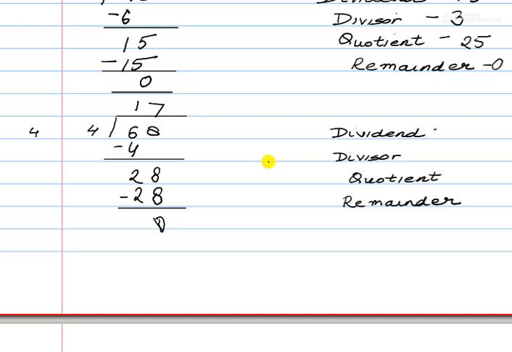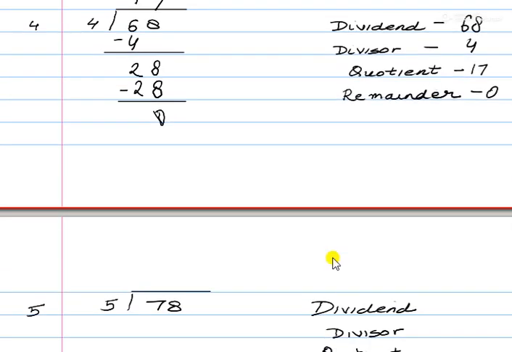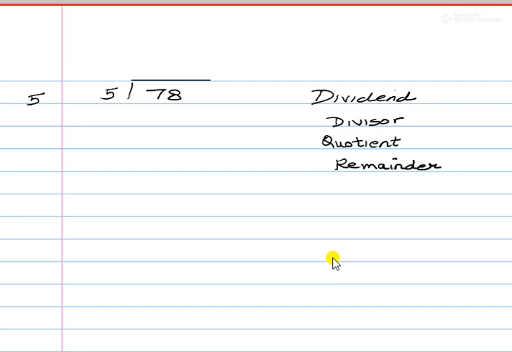Okay, the dividend in the sum is 68. The divisor in the sum is 4. The quotient in the sum is 17 and the remainder is again 0 in this question. Okay, the fifth one. 78 divided by 5.